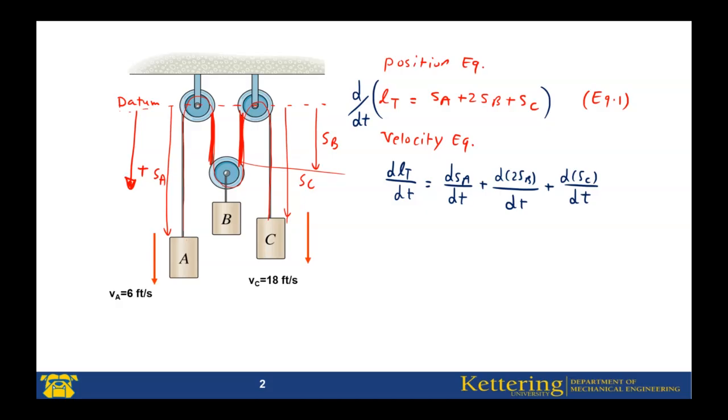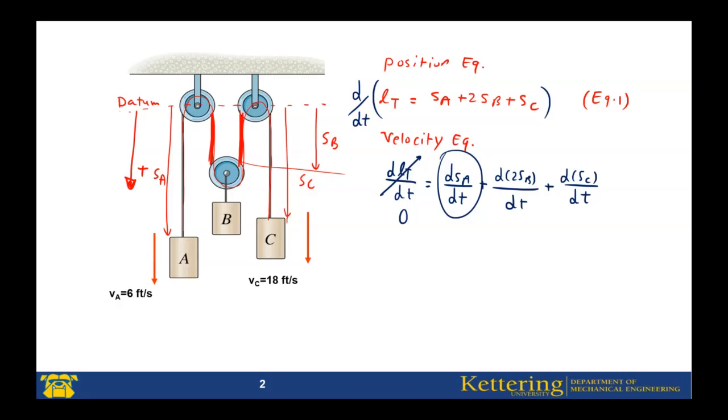Now, from this one, how much is the derivative of LT with respect to time? 0. Why? Yes, it is constant. Consider that this link is an inextensible chord or cable. The derivative of the length of the chord will not change during the time. This will be 0.